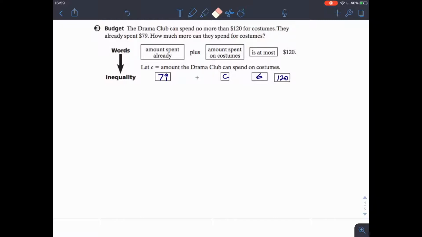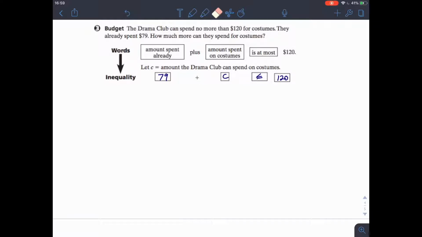And for at most, I know that if it's going to be 120 at the most, then it can be 120, so I would use an equals as part of my inequality. And then it can't be more than it, so it must be less than. So 79 plus C is less than or equal to 120. You can pause the video here to try to solve this inequality and then graph it on a number line.